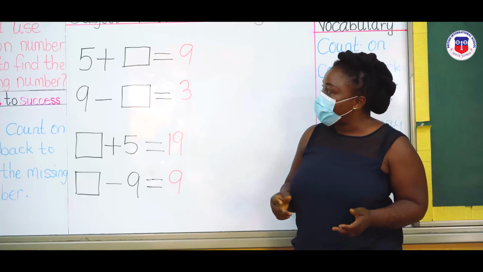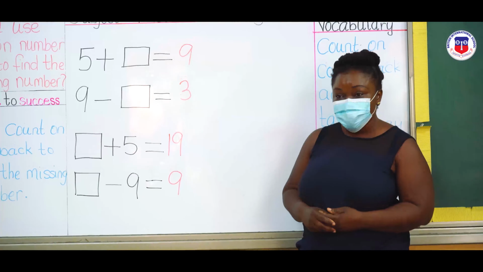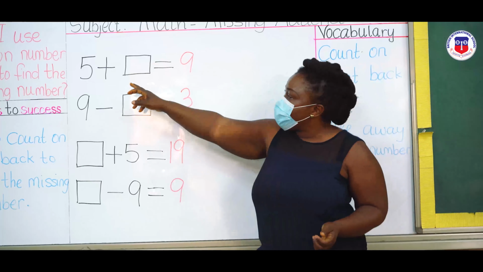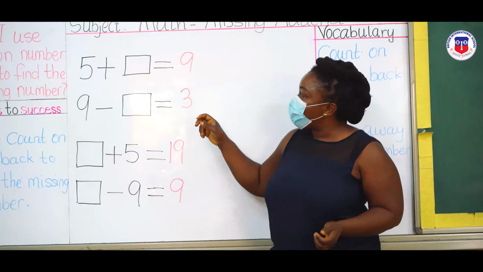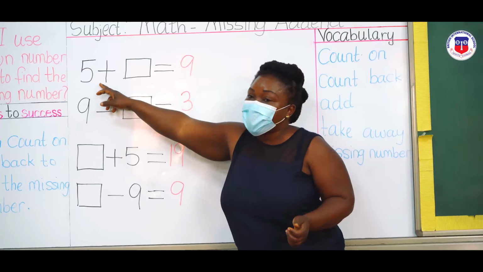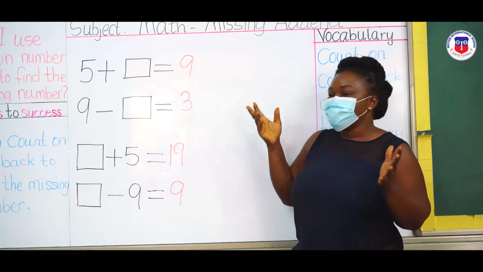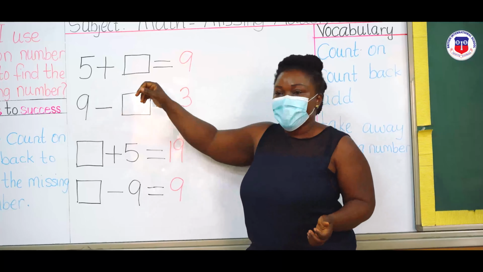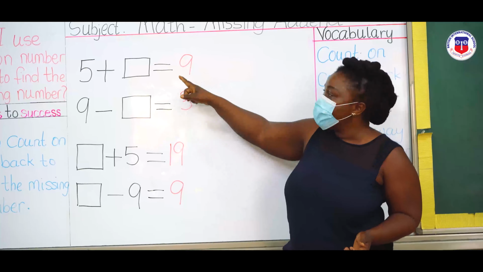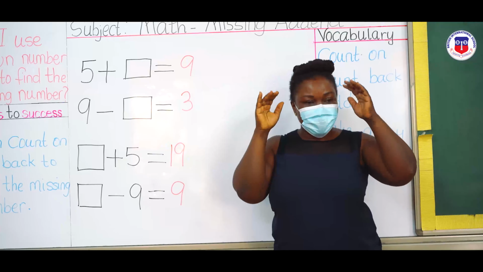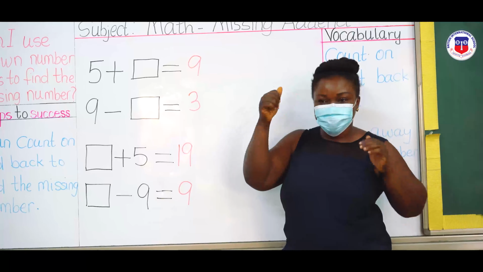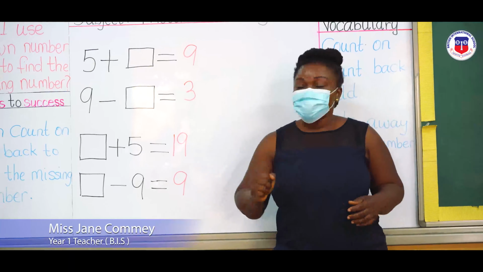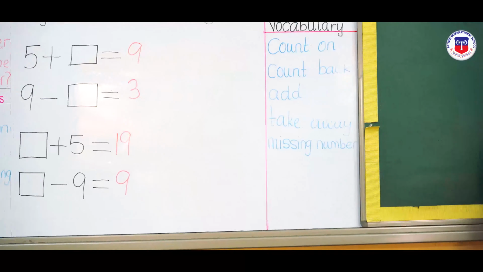Now, how do we find our answer? First, what you need to think of is whether to count on or to count back. Now, because this is addition, you are going to count on from 5 to 9. So how do you do this? You put the number 5 in your head, and then you count on to the number 9 to get your answer. So let's do that. 5, 6, 7, 8, 9. So our answer is 4.